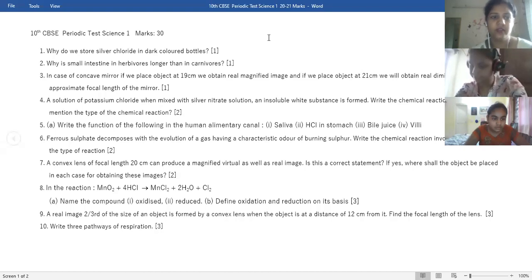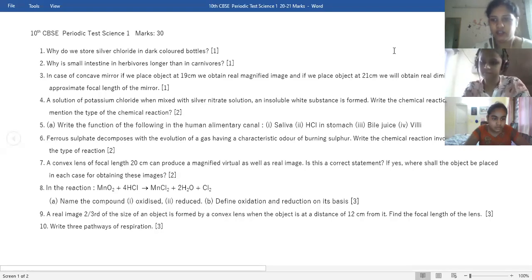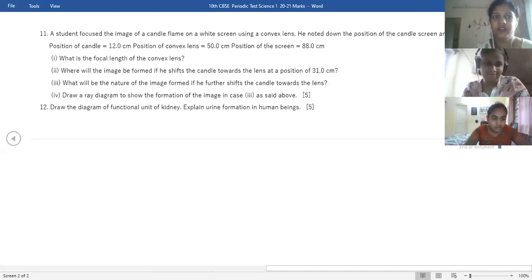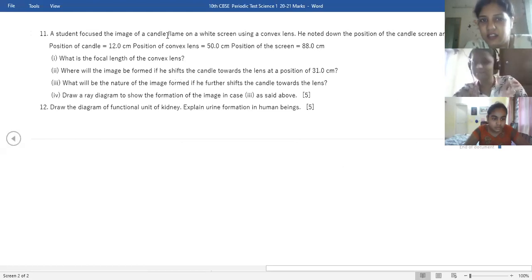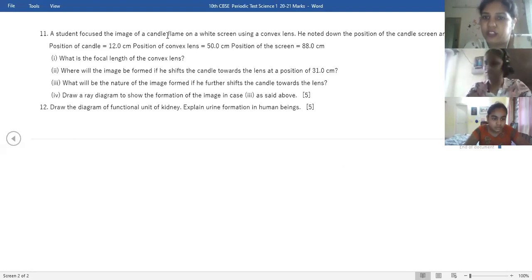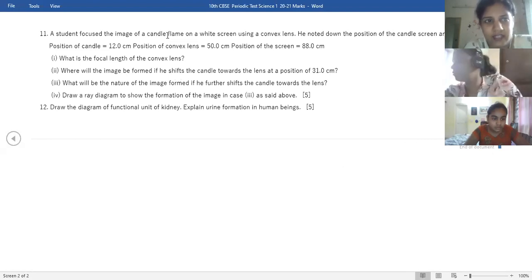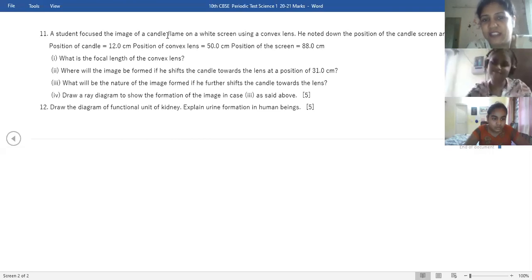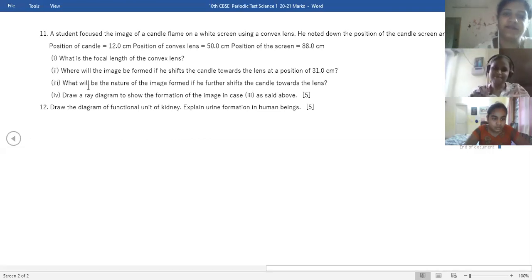Okay. Then 11th question. A student focused the image of a candle flame on a white screen using a convex lens. He noted down the position of candle, screen and the lens as under. Position of candle is 12 centimeter, position of convex lens is 50 centimeter, and position of screen is 88 centimeter. I'll copy this question.